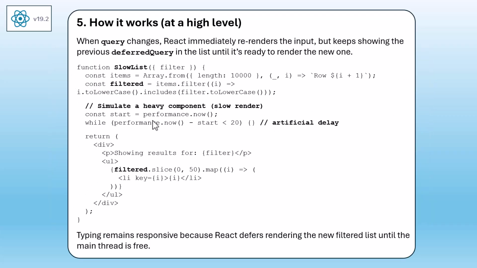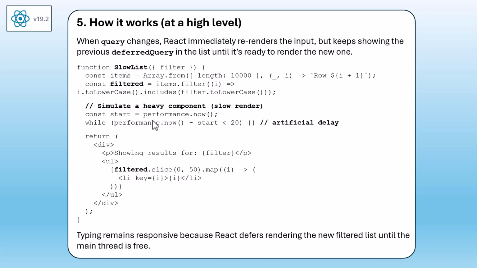5. How it works, at a high level. Here's a conceptual breakdown of what happens. When the value changes, React triggers a re-render of the component with the new value. The hook returns a version of that value which initially remains the previous value, so the dependent UI still sees the older value. Meanwhile, in the background, React begins updating the deferred value to the new value and will re-render the dependent UI when ready.